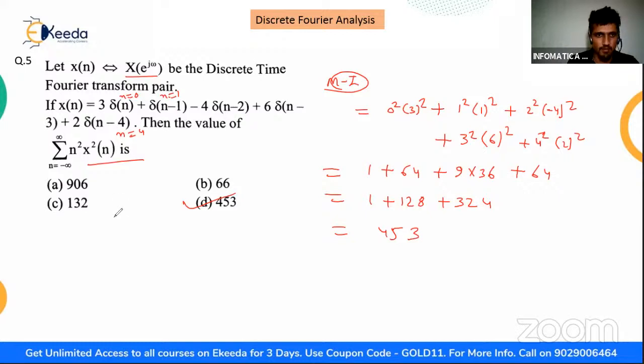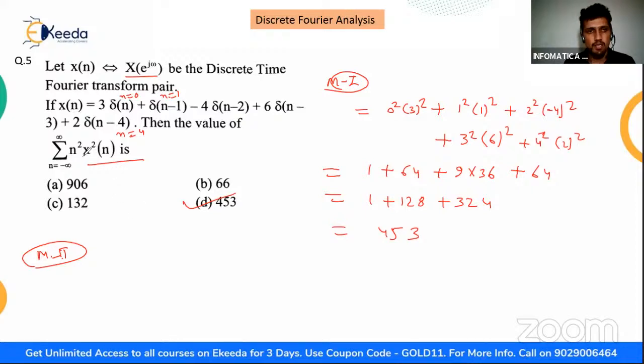Sorry, let me just brief about the second method also. In method 2, what we can do is use the integration property and the differentiation property. We have to use two properties basically.